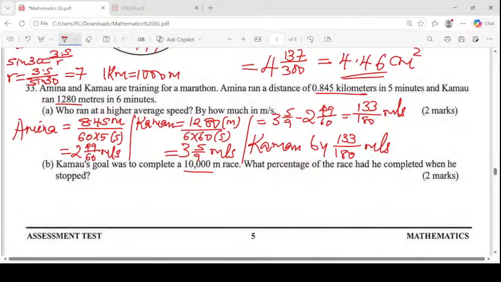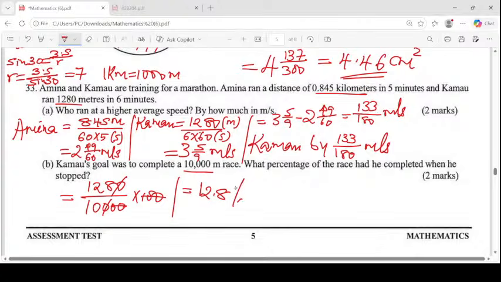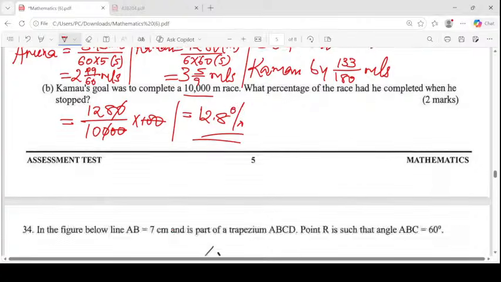So the percentage he had completed, you take 1280 over the expected 10,000 times 100%. So this goes with this. Now I'll have this as this also and this. So I have 128/10, which is 12.8%. That is the percentage he had completed.